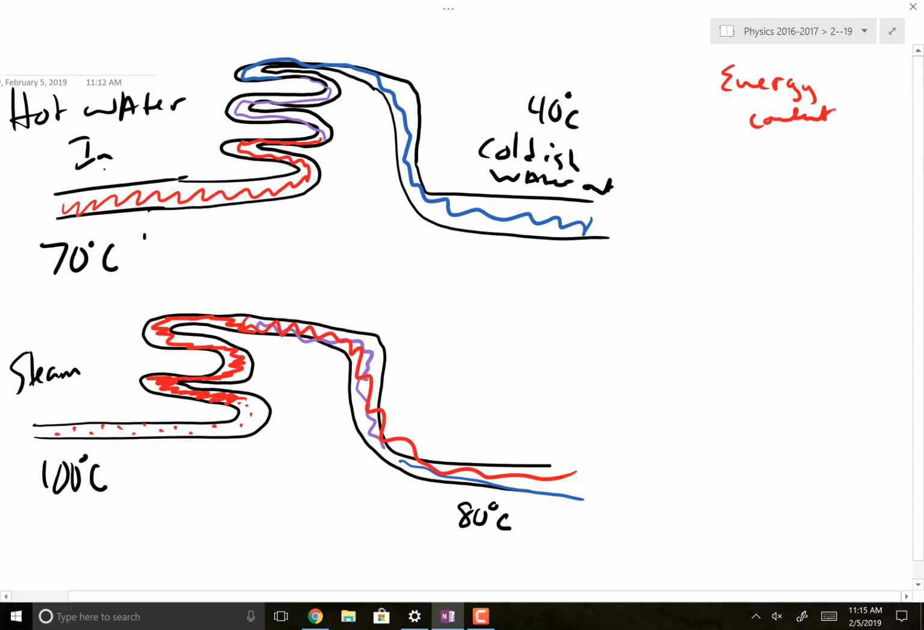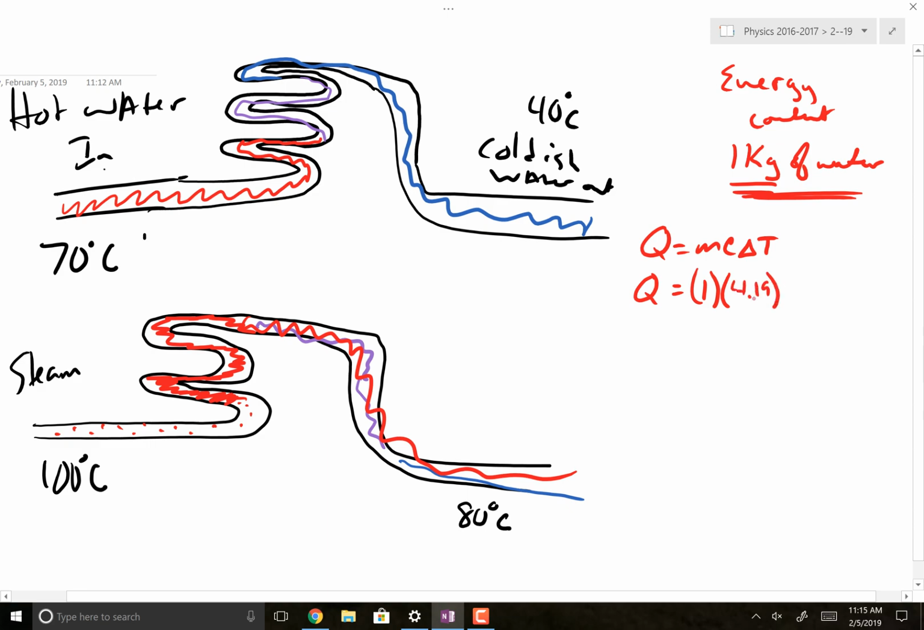Okay, now let's read the rest of the problem here. 1 kilogram. So if I pump 1 kilogram of water through this thing, how much energy will I get out? Okay. So how much energy is this? I don't know. Q equals MC delta T, yes? Right? This is the amount of heat energy. So 1 liter of water, 1 kilogram, that's cool. 4.19 kilojoules and 30 degrees C. So that comes out to be like 120, 130 kilojoules, yes?